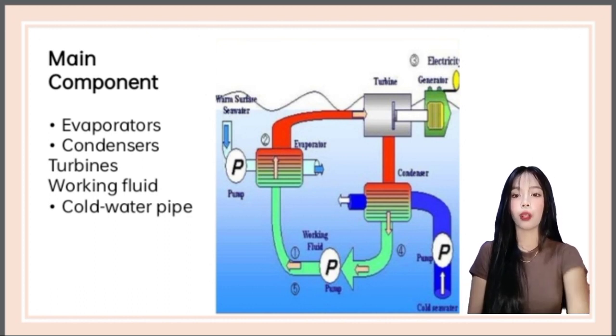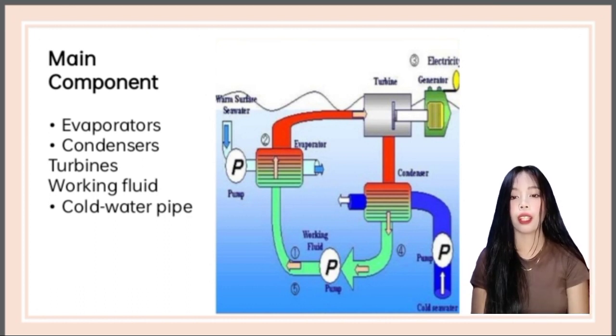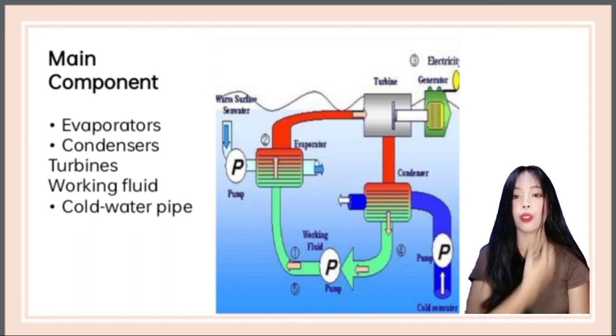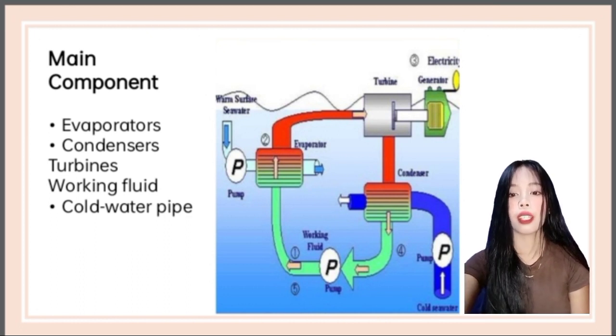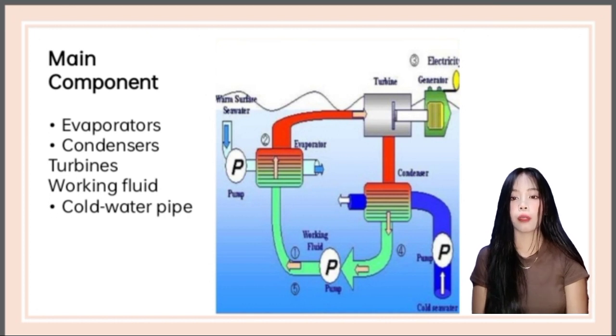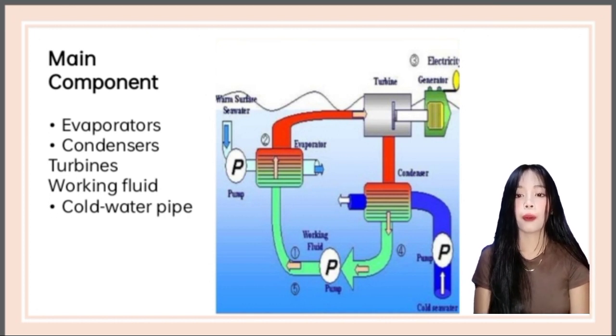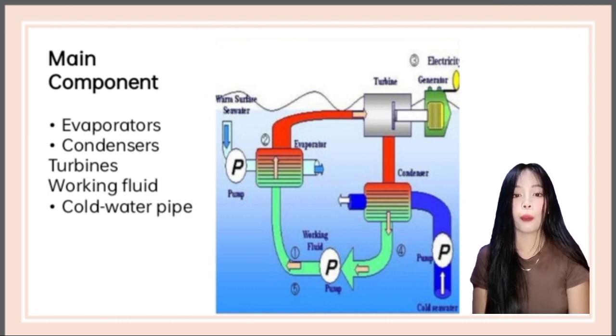And last, the cold water pipe. The cold water pipe in an ocean thermal energy conversion (OTEC) system is a large pipe that transports cold water from the depths of the ocean to the surface. The cold water is used in the condensation process in the condensers, where it absorbs heat from the vaporized working fluid, causing the fluid to condense back into liquid form. The cold water pipe is a crucial component for maintaining the temperature difference necessary for efficient OTEC operation.